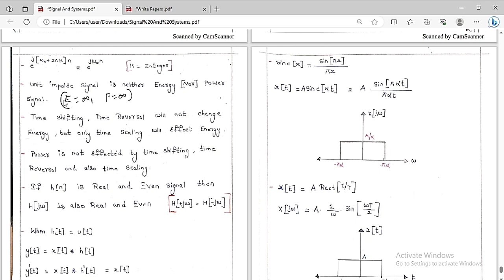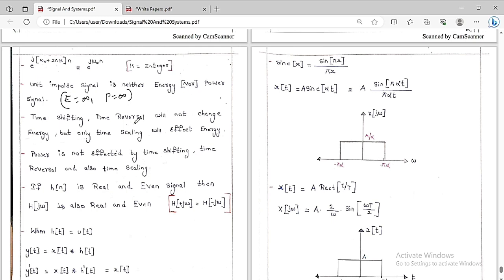The next point is, time shifting and time reversal will not change the energy, but only the time scaling is going to affect the energy. I have already told you. The energy of a signal is not affected by time reversal as well as time shifting, but it is going to be affected by only time scaling. So, if f of t has a signal energy E, then f of a t has the energy E by mod A.